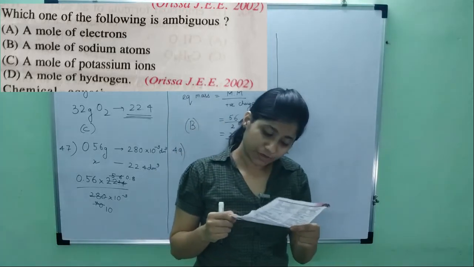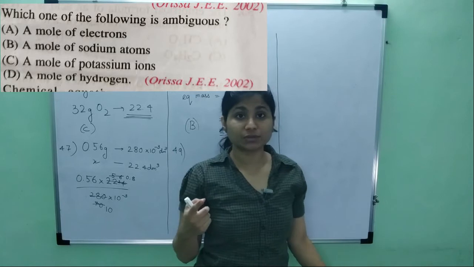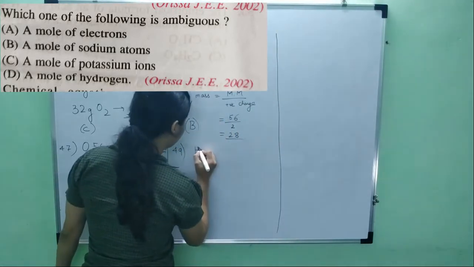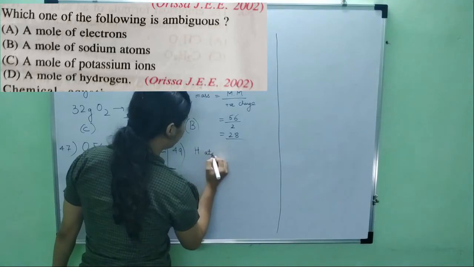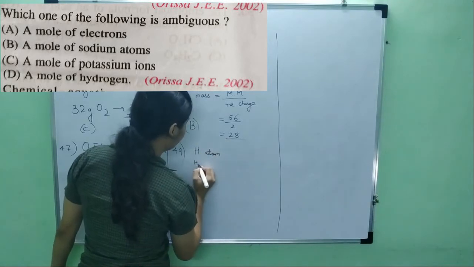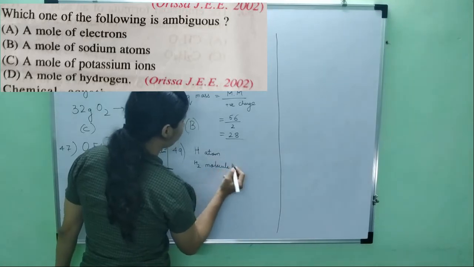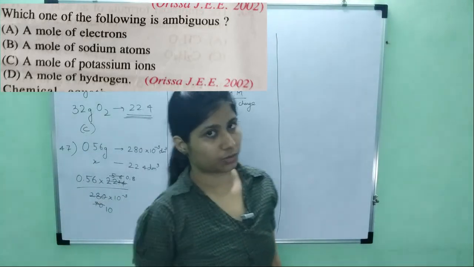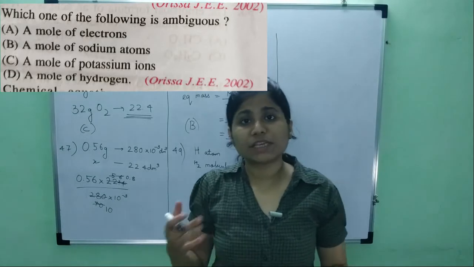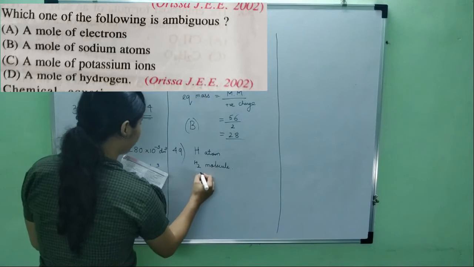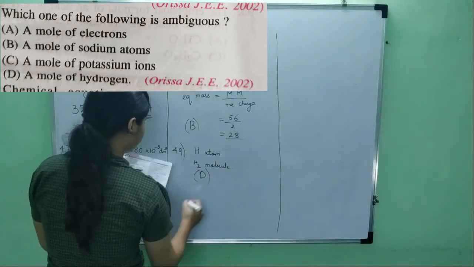And A mole of hydrogen. Now with hydrogen, why is there an ambiguity? Hydrogen can be an atom or hydrogen can be a molecule. So they haven't mentioned A moles of hydrogen atoms or A moles of hydrogen molecules. So there is an ambiguity. We are not very sure which type of hydrogen it is. So therefore the answer for this question is option D.